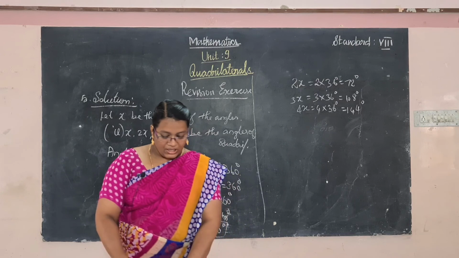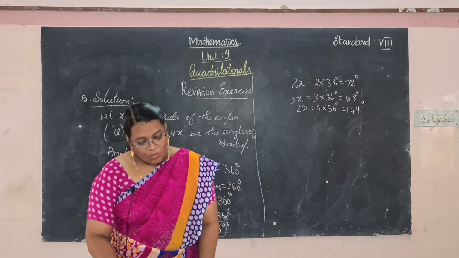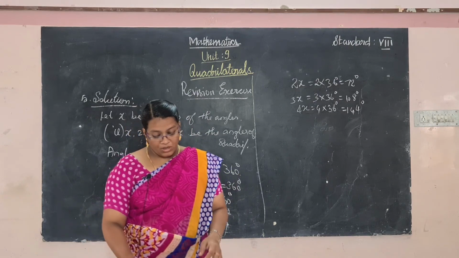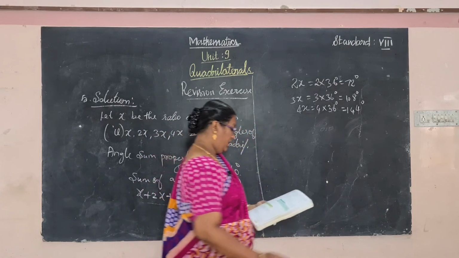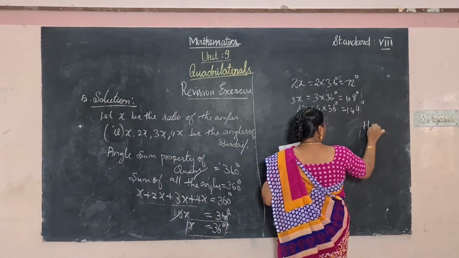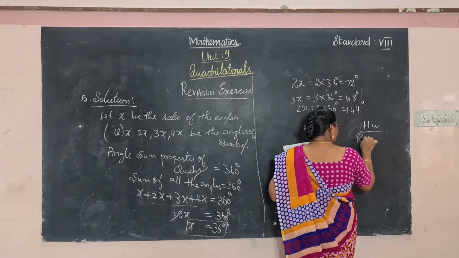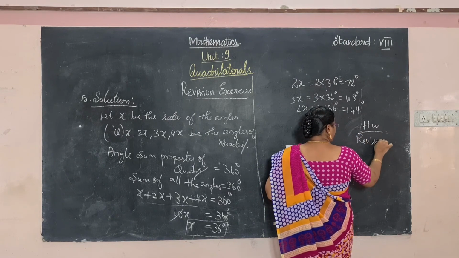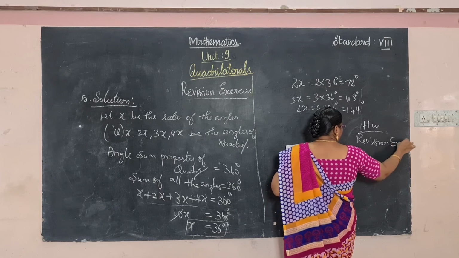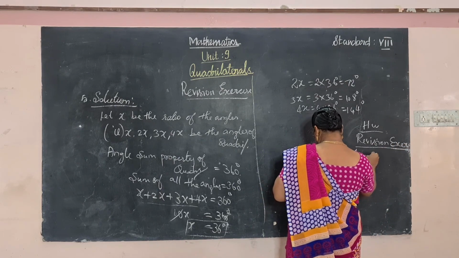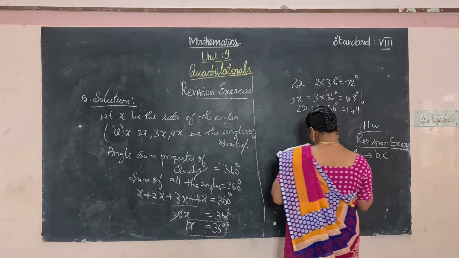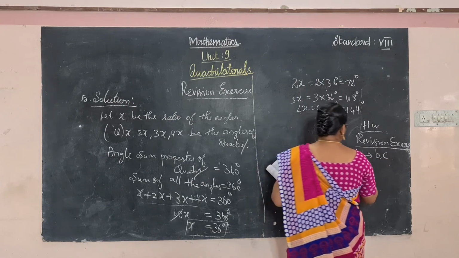Okay. So remaining two problems are homework. 6 and 7 is homework. And first problem B and C are the homework. Okay. Homework revision exercise, 1 B, C, 6 and 7.